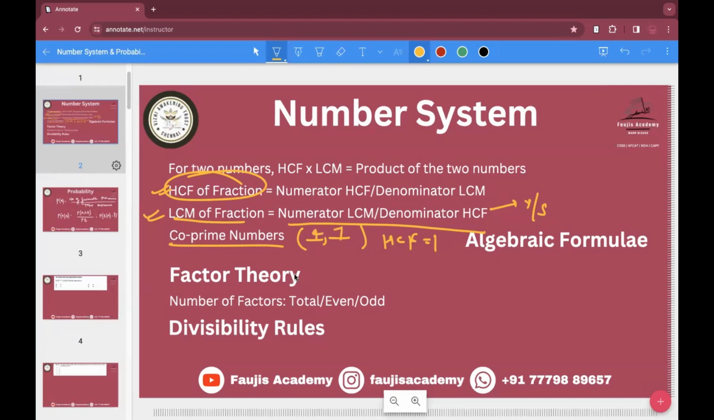4, 7. What is the HCF? Highest common factor. 6, 12. What is the highest common factor? Is it a co-prime? Yes or no? No, sir. It's not a co-prime because their HCF is not 1. Their HCF is 6. Right, guys? Okay. So these are co-prime numbers.